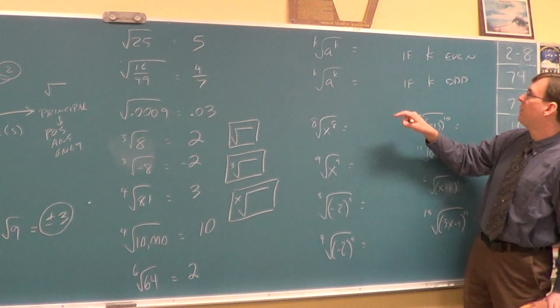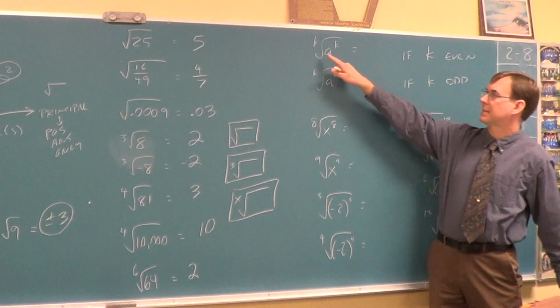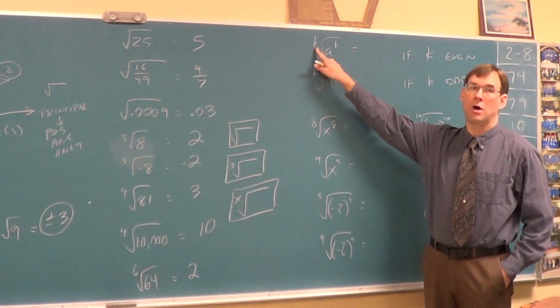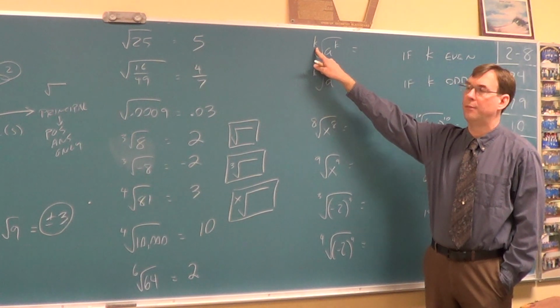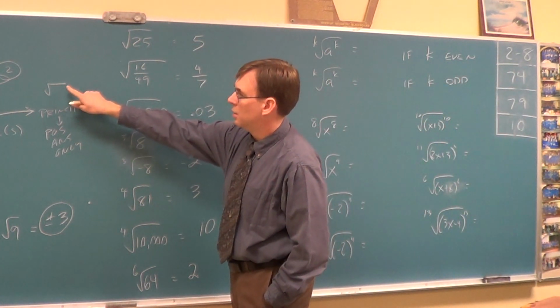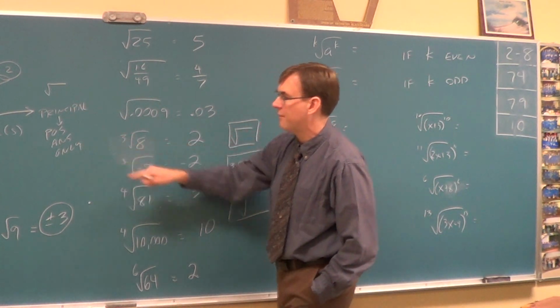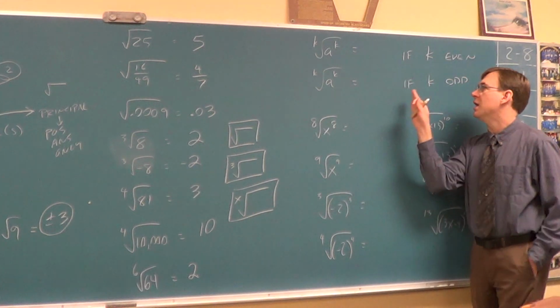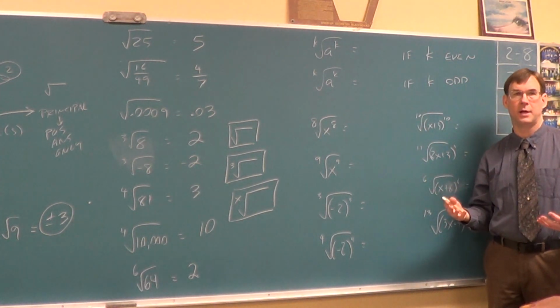But we just decided a minute ago, if we had an even index, we wanted to make sure we got what kind of answer? Positive. So anytime this symbol is used with an even index, we only want the principal answer, meaning we have to make sure it's positive. If you have an odd index, was that problematic, or did it just do what it needed to do?